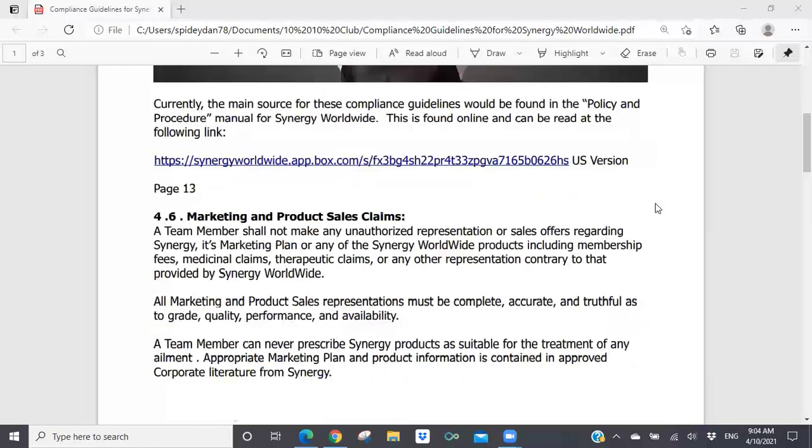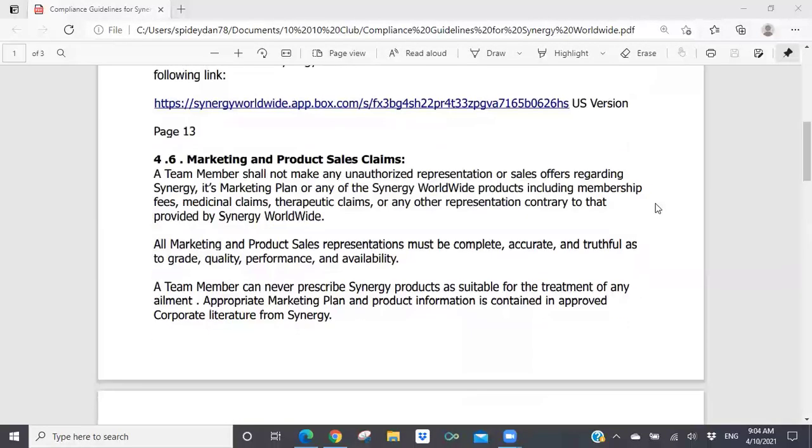I pulled up the information that's on page 13 of this policy and procedure manual. I want to start here, and then I want to begin to break this down into some other segments that I think are much more valuable. But it's important to start here.